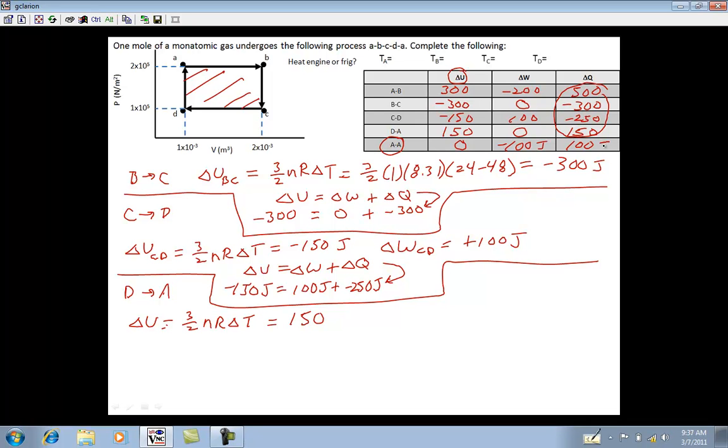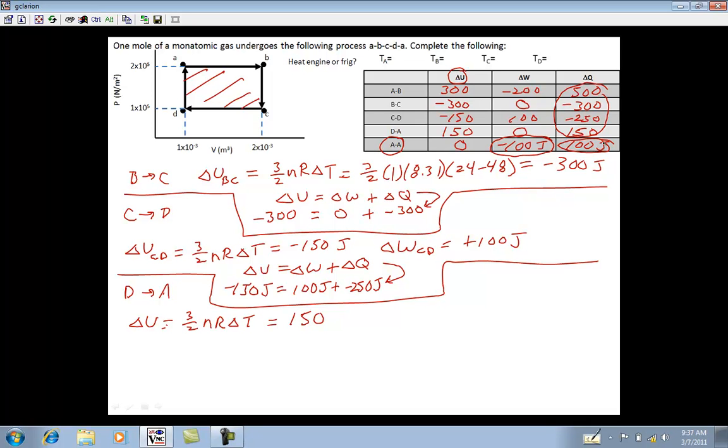Now we can answer certain things, like what is the net work? Is the net work done to the system or by the system? The work is done by the system, because it's negative 100 joules. Is the net heat lost or gained? Gained. How much? Right here, 100 joules. All right, so that's how we go about doing these problems.